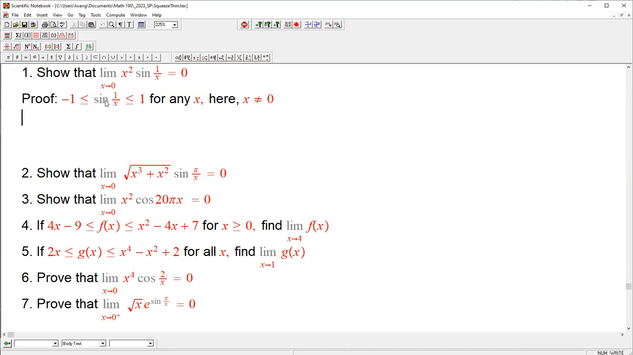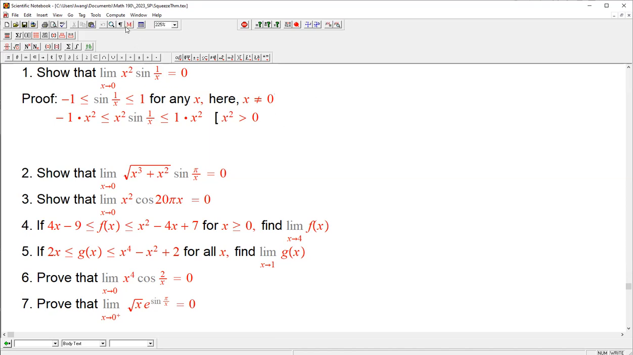And then we will multiply x squared on every side of this inequality. x squared is positive or 0. Since x is not 0, x squared is positive. So we're going to multiply that on every single term. Here we're multiplying a number that is positive, because x is not 0. Can we do that?